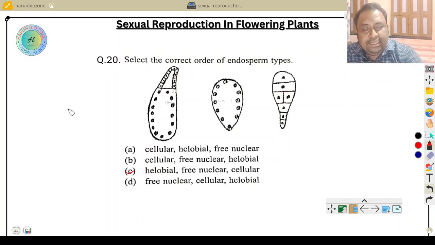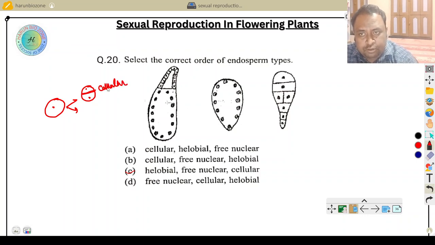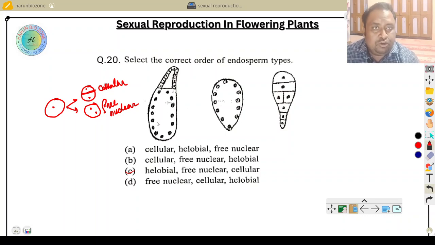Helobial means when the cell divides, suppose this cell divides in two ways. Number one, the cell divides and produces two nuclei, and septa are present. This is called cellular, meaning two cells are produced. Sometimes septa are not produced but the nucleus divides. This is called free nuclear. Sometimes cellular and free nuclear are both present. This is called helobial type. Free nuclear has no septa. Cellular type has septa present.